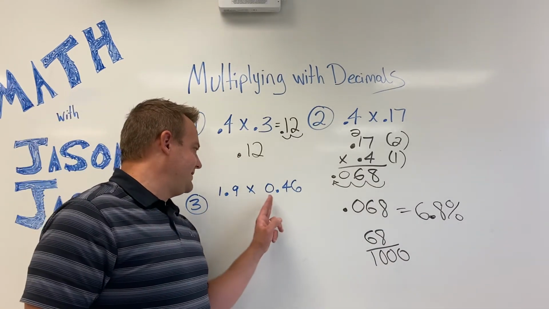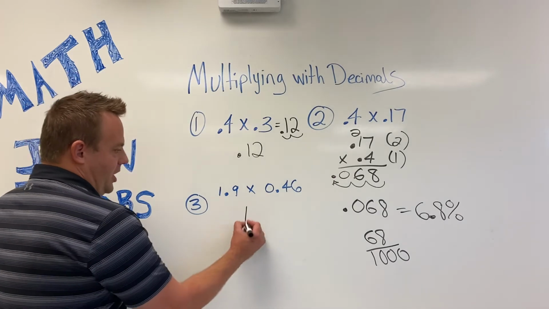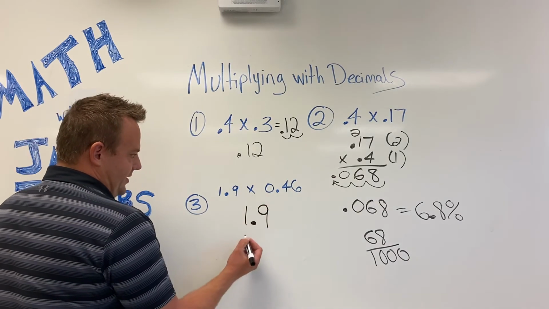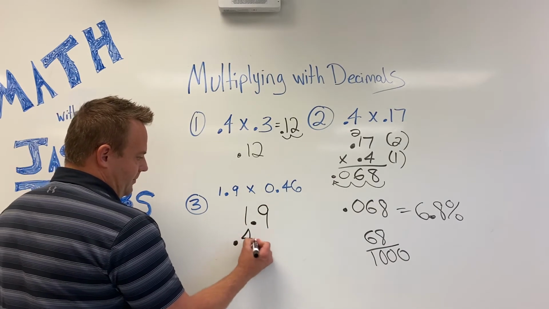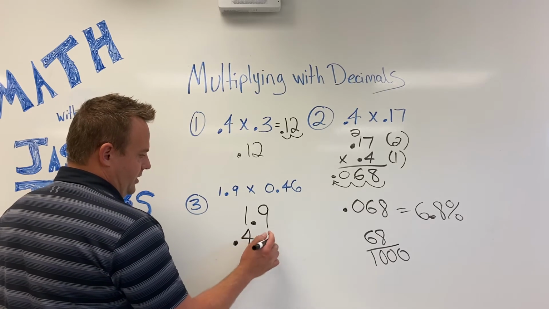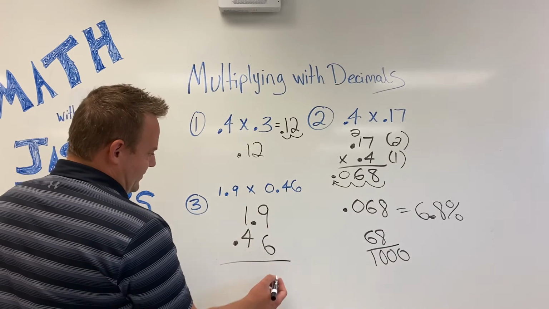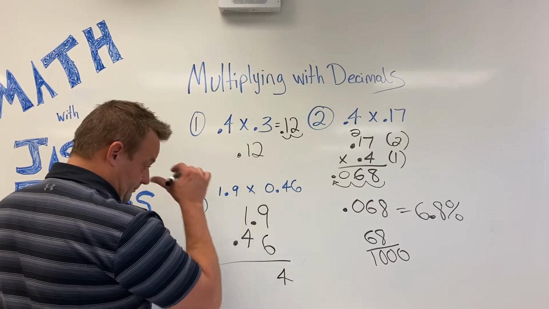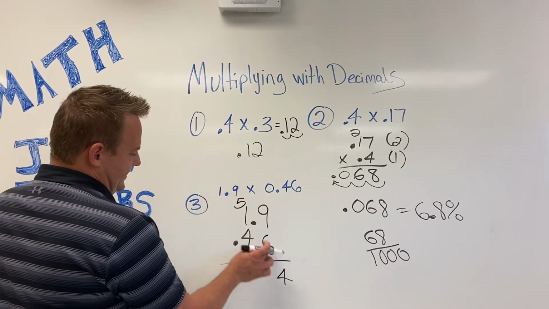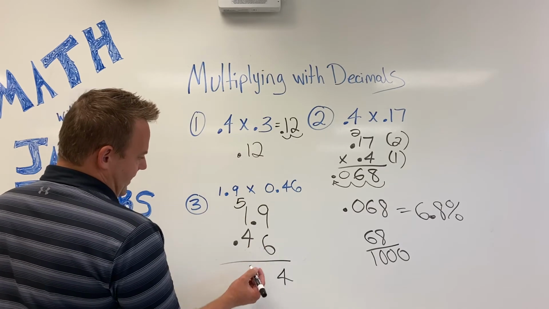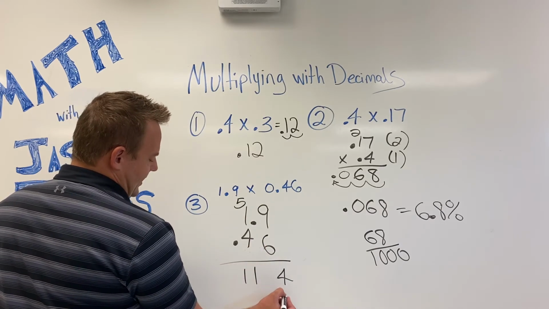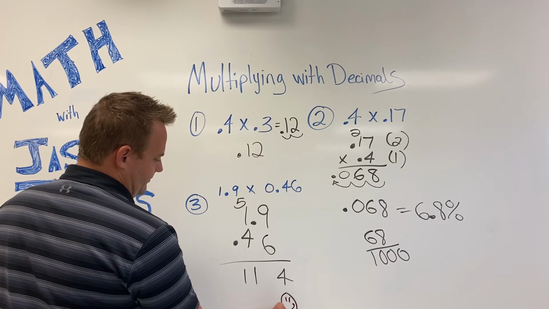1 and 9/10 times 46 hundredths. So when we're multiplying with decimals, you do not have to line them up. What am I doing? All right, 46 hundredths. Here we go. 6 times 9 is 54. And 6 times 1 is 6, plus 5 is 11. Now we add a placeholder 0.